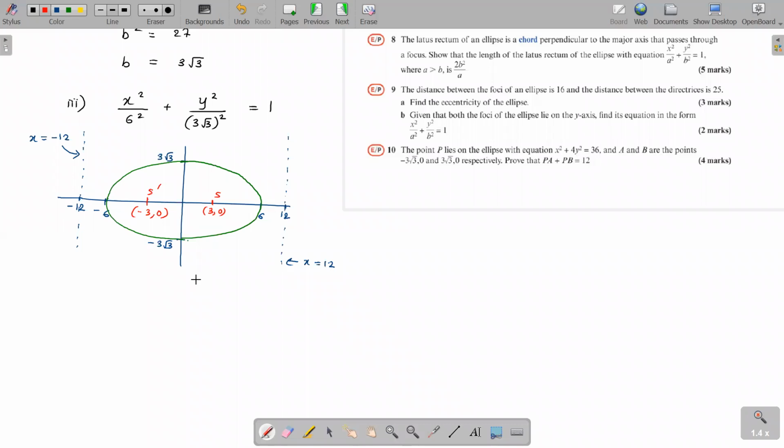Okay, so this is the equation of the directrices and the focus. So this is the ellipse. Is that okay?